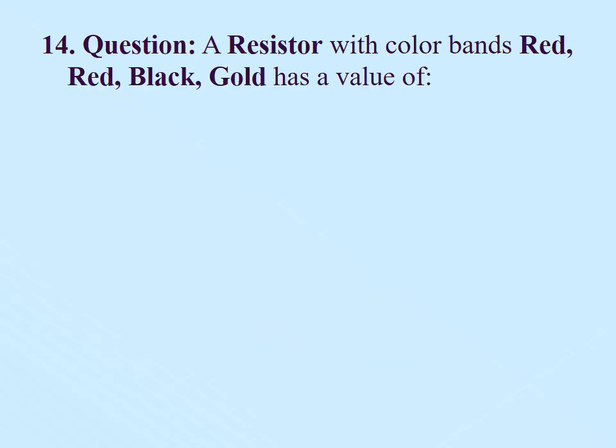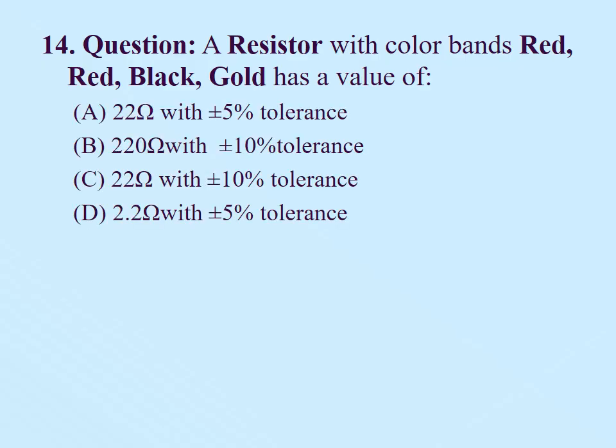Question number 14. A resistor with color bands red, red, black, gold has a value of: Option A. 22 ohm with a plus or minus 5% tolerance. Option B. 220 ohm with a plus or minus 10% tolerance. Option C. 22 ohm with a plus or minus 10% tolerance. Option D. 2.2 ohm with plus or minus 5% tolerance. Answer is 22 ohm with plus or minus 5% tolerance.